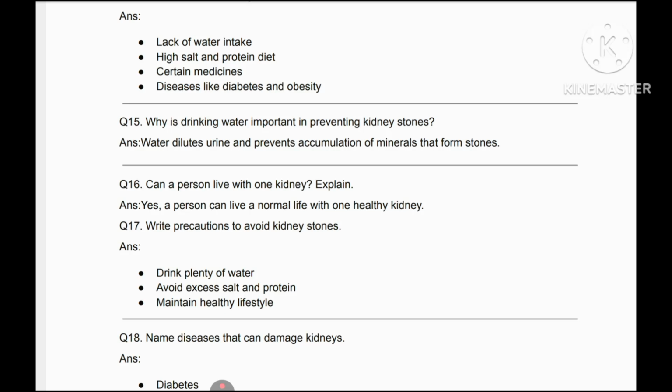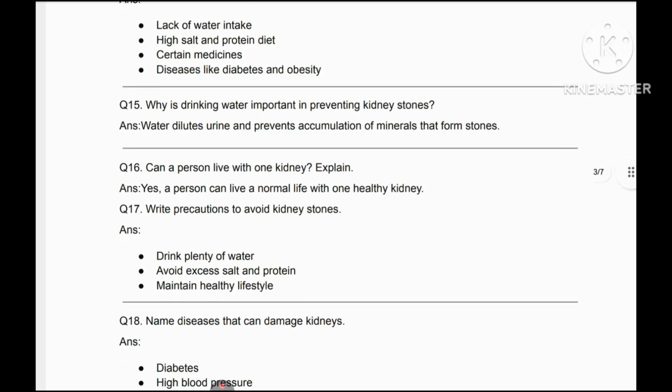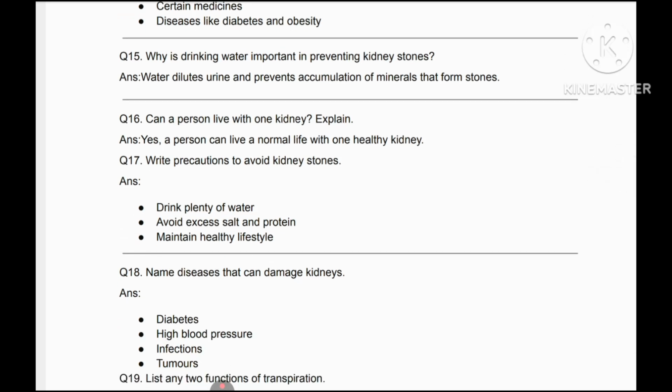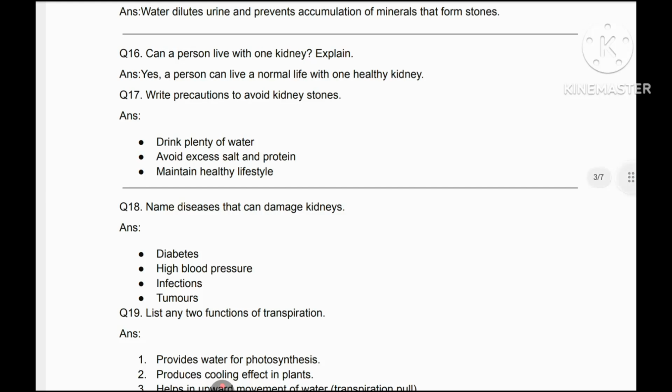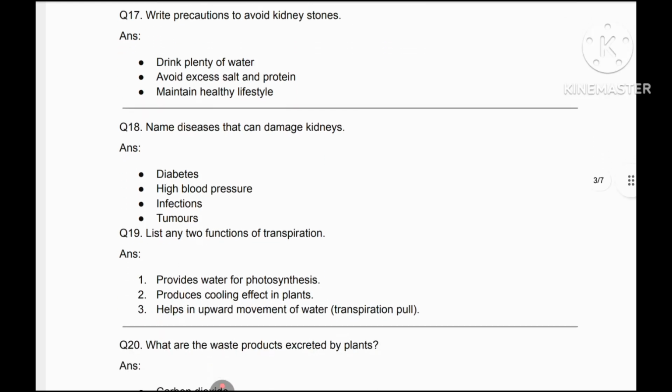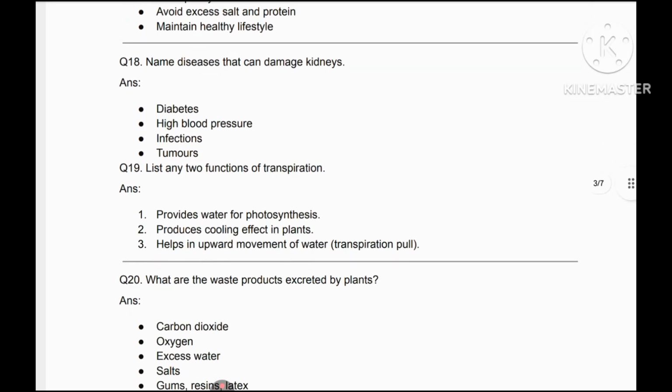Can a person live with one kidney? Explain. Yes, a person can live a normal life with one healthy kidney. Write precautions to avoid kidney stones: drink plenty of water, avoid excess salt and protein, maintain healthy lifestyle. Name diseases that can damage kidneys: diabetes, high blood pressure, infections, tumors.